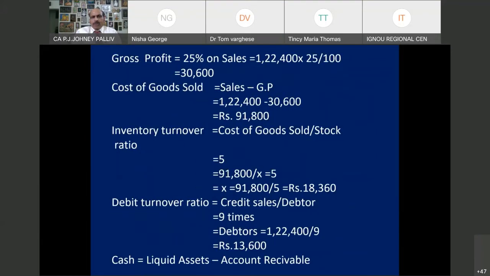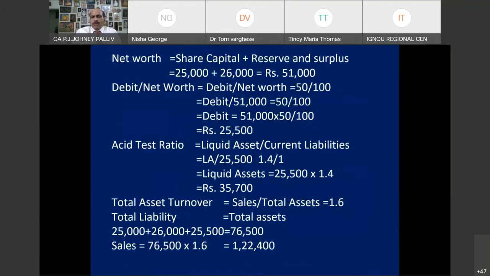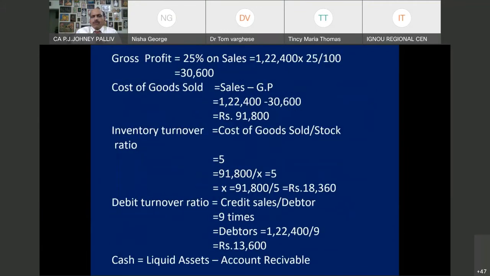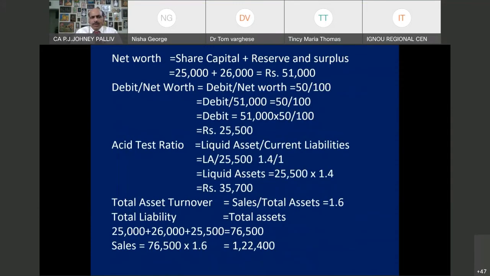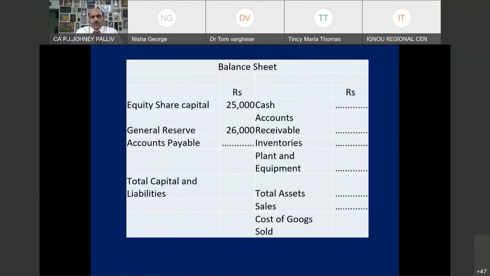Now, we will proceed. They said gross profit ratio. The mathematical equation for gross profit ratio is 25% of sales. That is, sales into 25% is gross profit. Here, the sales is 1,22,400, into GP ratio 25 by 100. Therefore, gross profit is 30,600. Now, what do you mean by cost of goods sold? It is given.